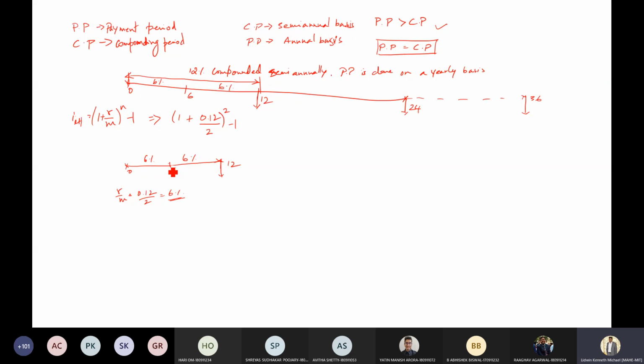Now, since the payment period is given as every year, every 12 months, this interest is applicable only for 6 months, but your payment is done at the end of the first year. So how many times is it compounded till you're making the payment? It is compounded once, it is compounded twice. So that is why this 2 has come.